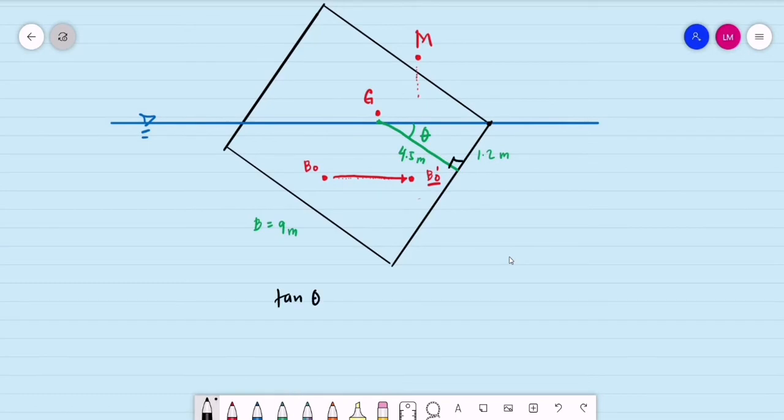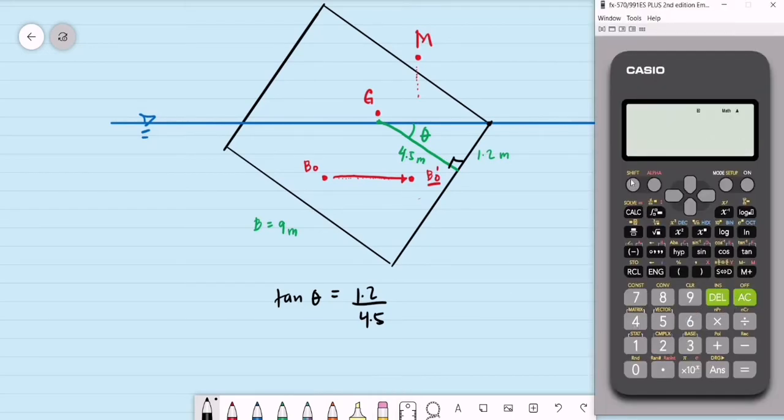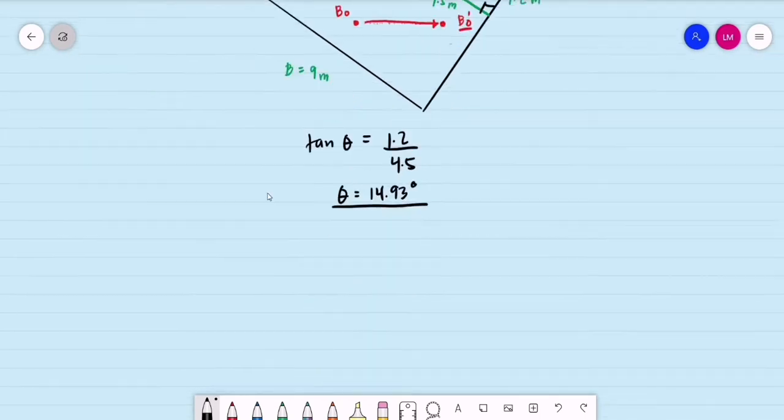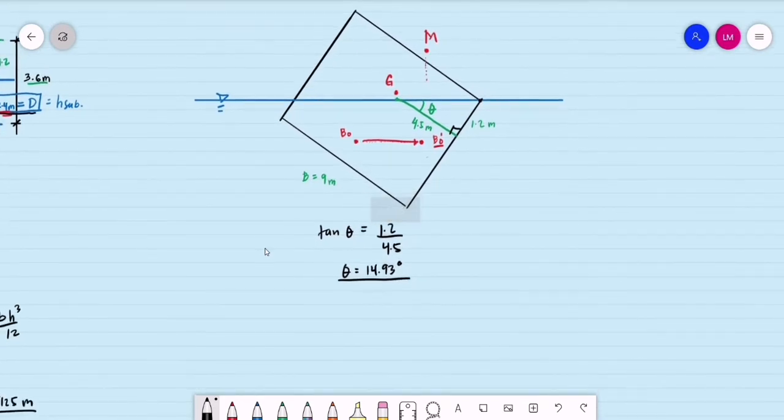That is, the tangent of theta is equal to opposite, that is 1.2 meters, divided by 4.5. So, kunin natin yung angle na yan, shift tangent of 1.2 divided by 4.5. That is 14.931. So, we have the value of theta is equal to 14.93 degrees. Okay, so meron na tayong rotation. So, paano ulit kumuha ng MG? Yung MG, ganun pa rin. MG is equal to the MB sub O prime minus the GB sub O.